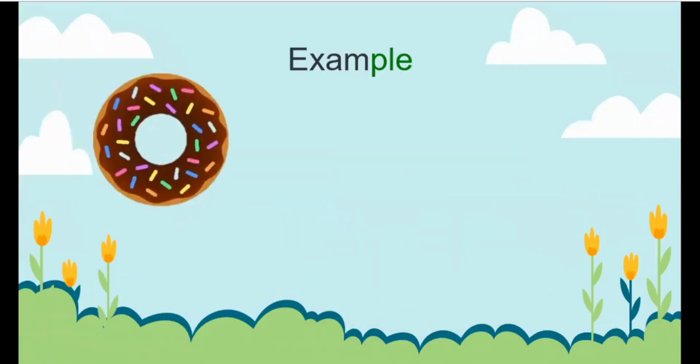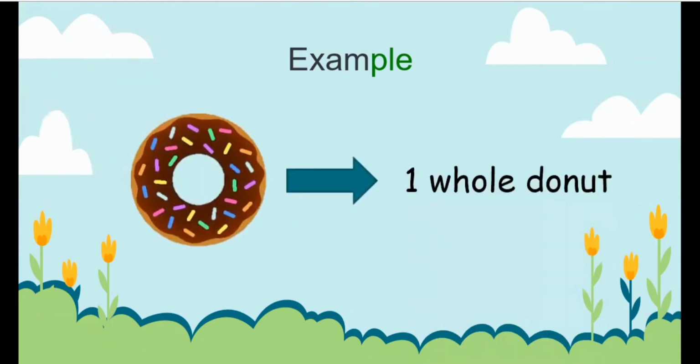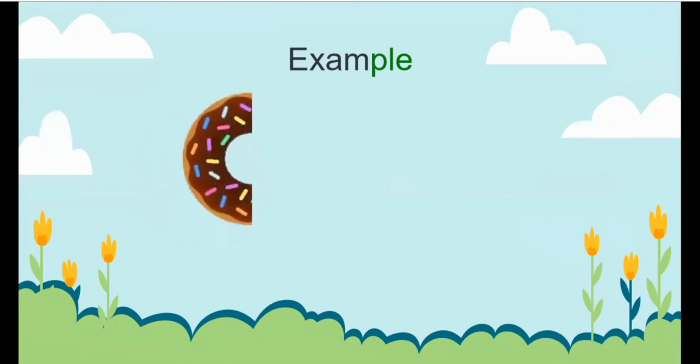For example, here I have one whole donut. If I wanted to share the donut with someone, I would have to cut it into equal parts and make it fair. I cut the donut into two equal parts. We can see they are the same size. When you have cut something and have two equal pieces, that means you have cut it into half.